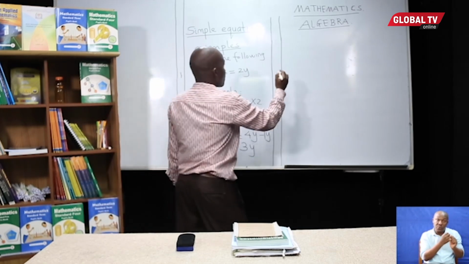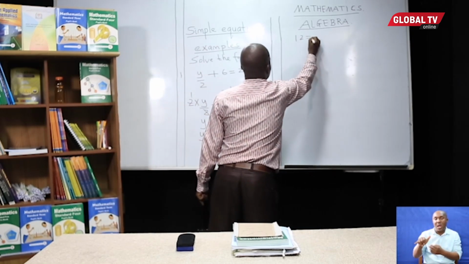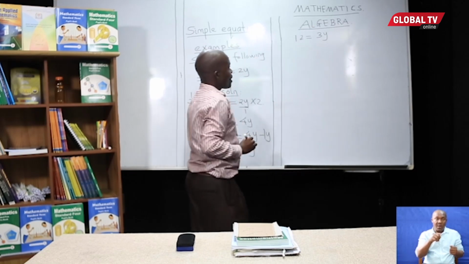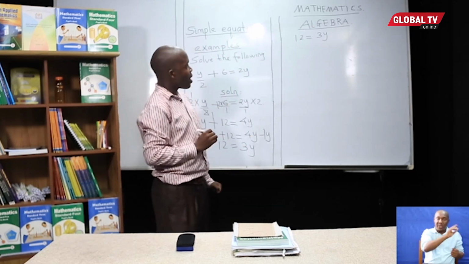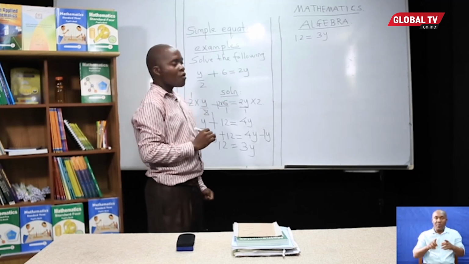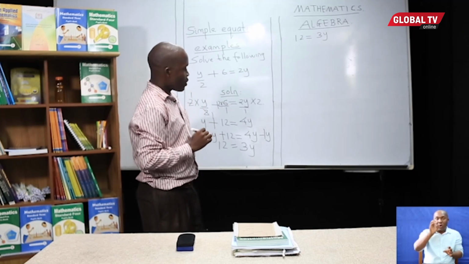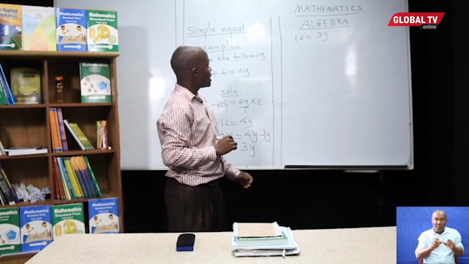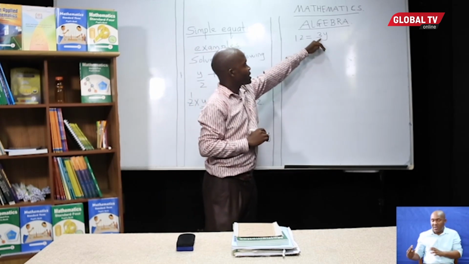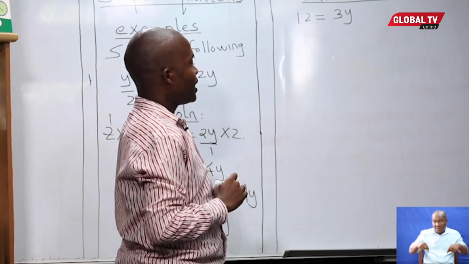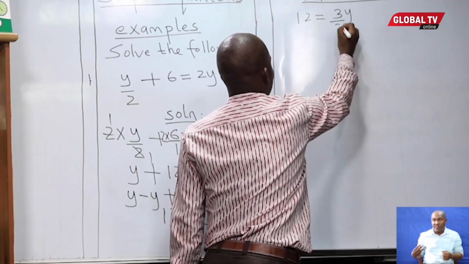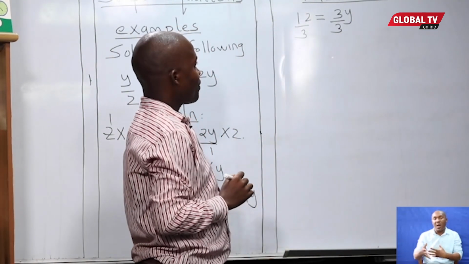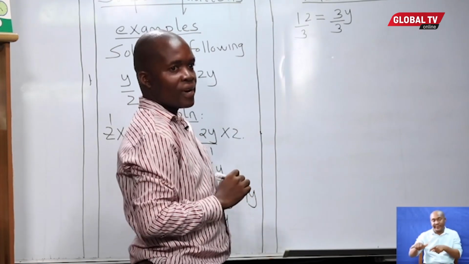Therefore, now we have 12 is equal to 3y. But remember, the requirement of our question is to find the value of y and not 3y. Therefore, we divide by the coefficient of y in order to get the value of y. This side we divide by 3, and the other side we divide by 3. After that, we can simplify, and at the end we will get the value of letter y.